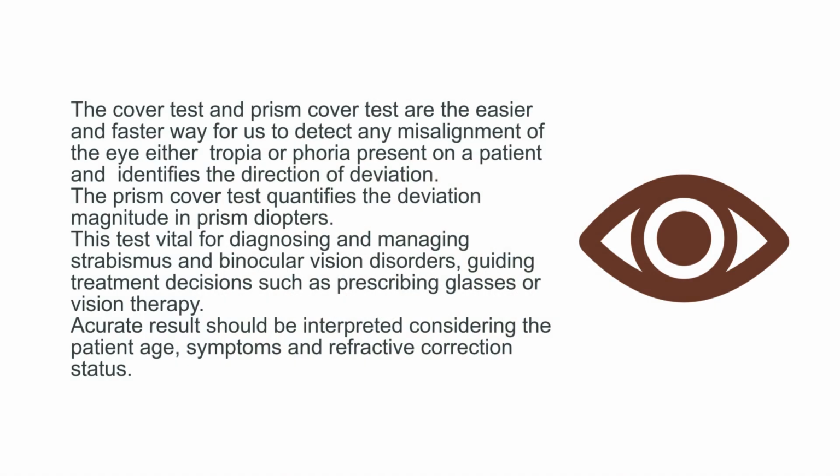The cover test and prism cover test are an easier and faster way for us to detect any misalignment of the eye, either tropia or phoria, present in a patient, and to identify the direction of deviation. The prism cover test quantifies the deviation magnitude in prism diopters. This test is vital for diagnosing and managing strabismus and binocular vision disorders, guiding treatment decisions such as prescribing glasses or vision therapy. Accurate results should be interpreted considering the patient's age, symptoms and refractive correction status.